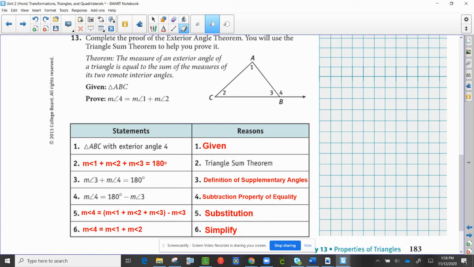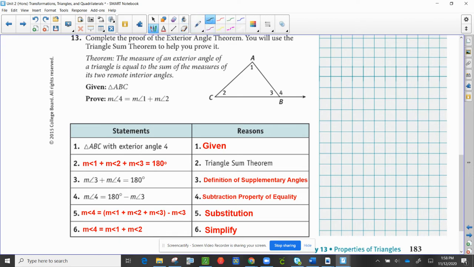Okay, so we know from our triangle sum theorem, we can add angles 1, 2, and 3 together. Those are 180. Angles 3 and 4 are supplementary. So the rest of this is just some substitution, okay? Plugging things in to show that the measure of angle 4 is the same thing as the sum of measures 1 and 2.